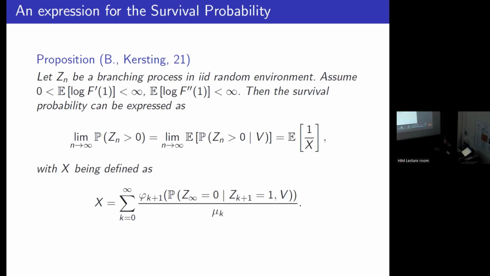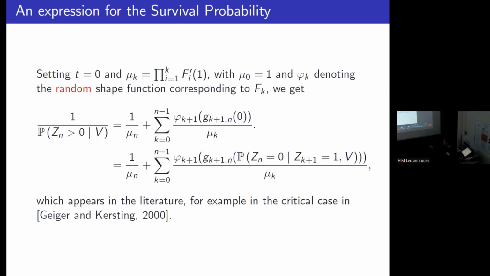Then we can express the probability of survival in the following way. So the probability of survival is given as the expectation of 1 over x, where x is just defined as this random sum. And note that before we had this term here in front, but this mu n diverges to plus infinity since we are dealing with a supercritical process. So this vanishes, and then more or less what you have to verify in this proof is that everywhere where there's an n, you can put a plus infinity, which is doable.